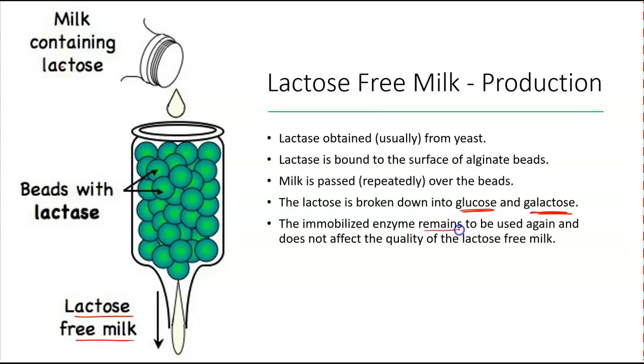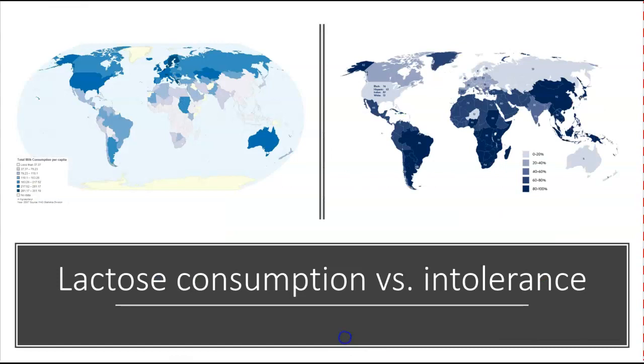Okay, so the immobilized enzymes remain to be used again and again. We can use these funnels over and over, and it does not affect the quality of the milk. It's still milk. It still tastes like milk. It might be slightly sweeter just because it has a glucose and a galactose sugar as opposed to the very unsweet lactose. But it does provide a lactose-free product that lactose-intolerant individuals can utilize in order to indulge in the same milk product family of products that everyone else can.